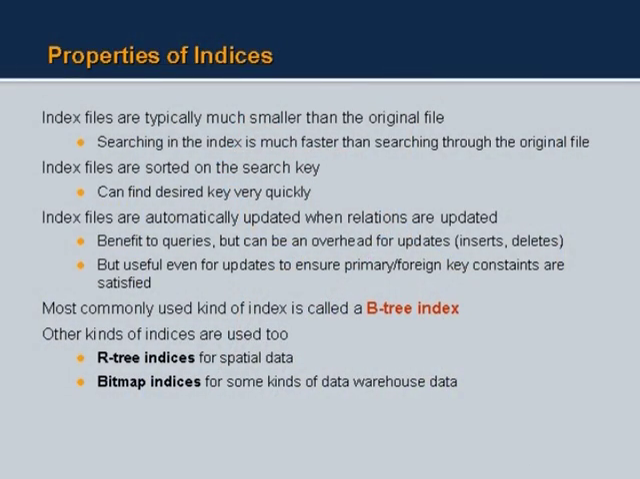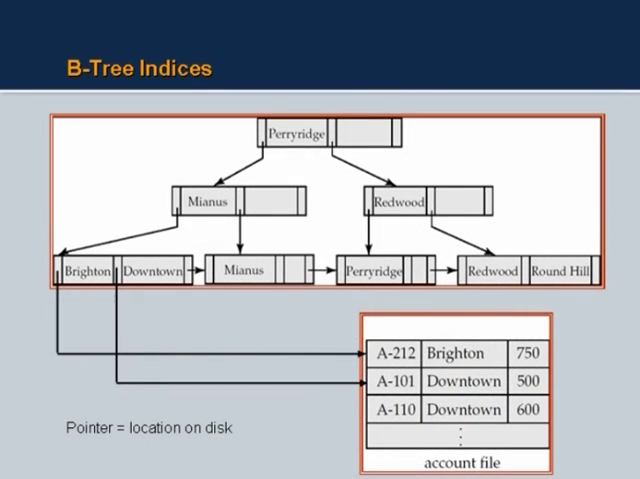Now, the most commonly used kind of index, which several people mentioned, are what are called B trees. But there are others too which are used. R trees are used for spatial data, bitmap indices for certain kinds of data warehousing data. So here's an example of a B tree.